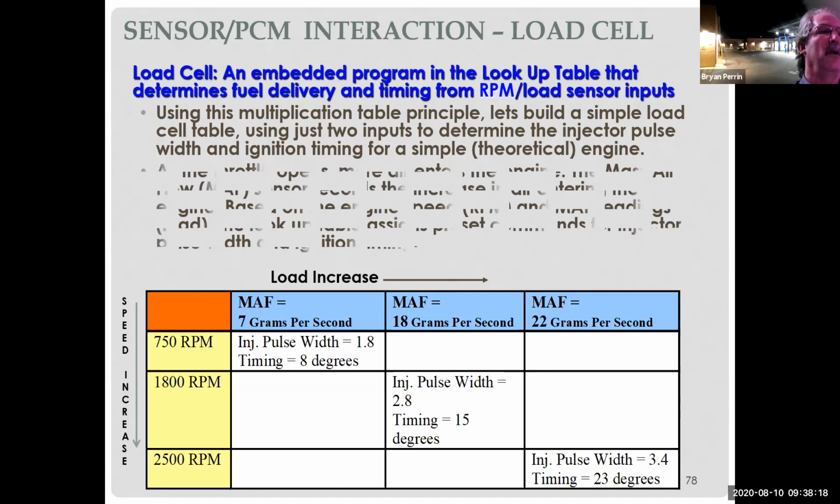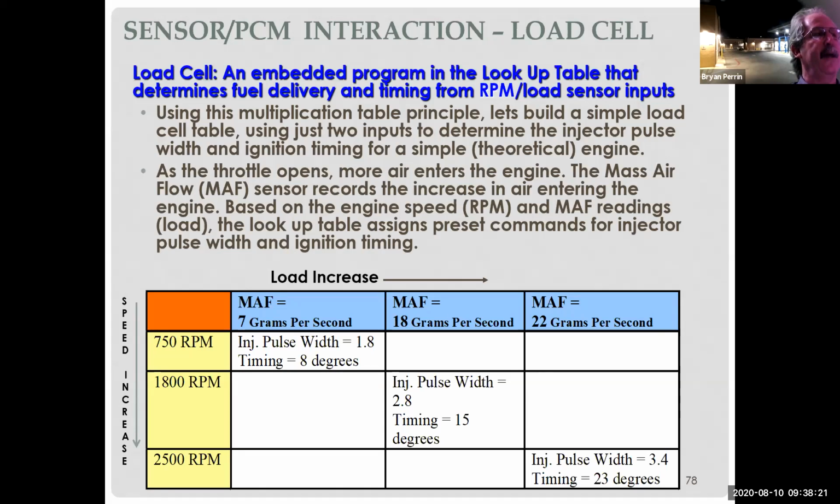So as the throttle opens, more air enters the engine. The mass airflow sensor records the increase in air entering the engine. Based on the engine speed and the mass airflow reading load, the lookup table assigns preset commands for injector pulse width and timing, along with a lot of other things. This is overly simplified. I kind of want to go with the concept. So at 7 grams per second and 750 RPM, the engineers decided we want to turn the injector on for 1.8 milliseconds and put my base timing, or actually my timing period, at 8 degrees before top dead center.